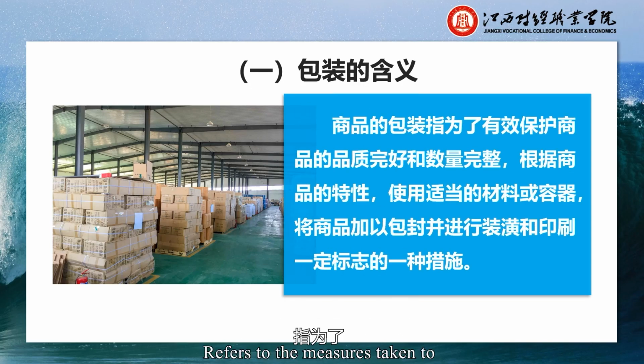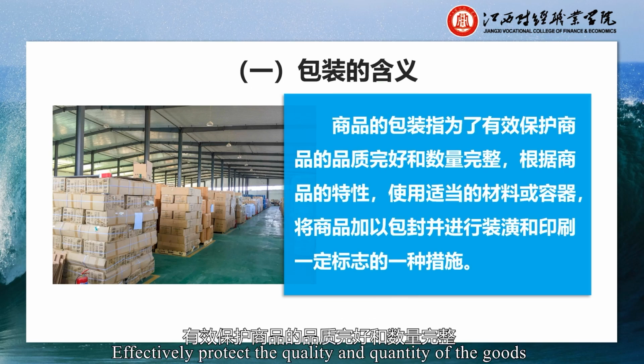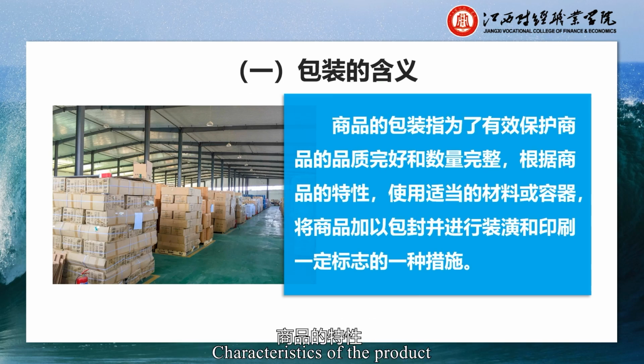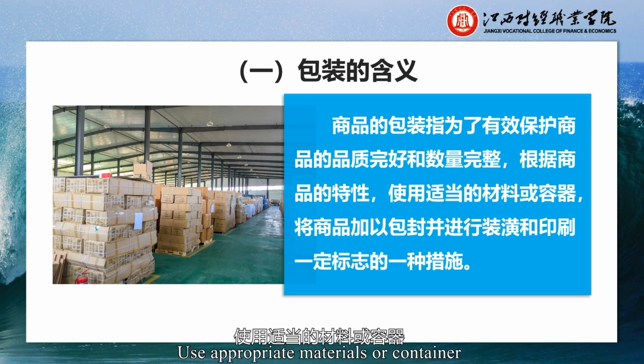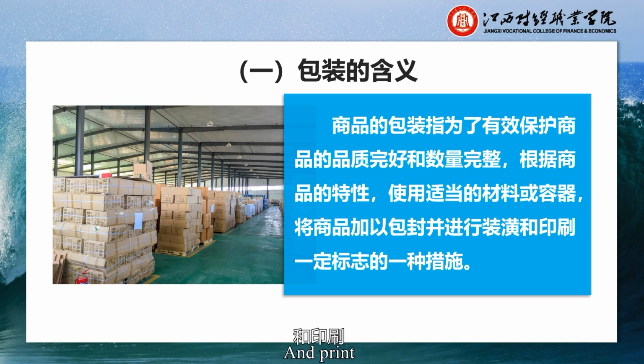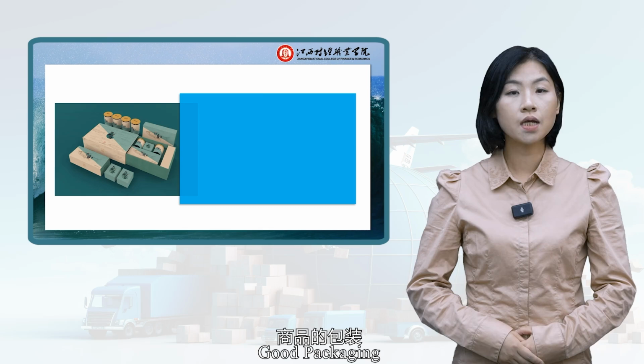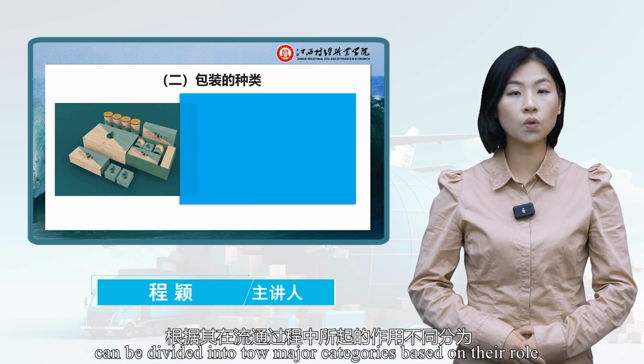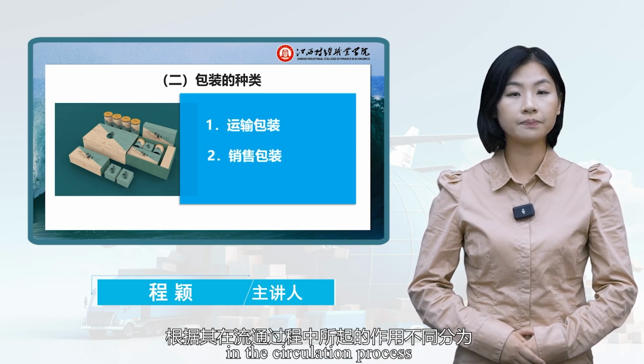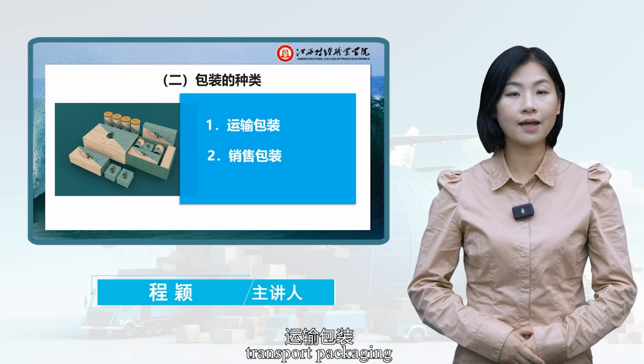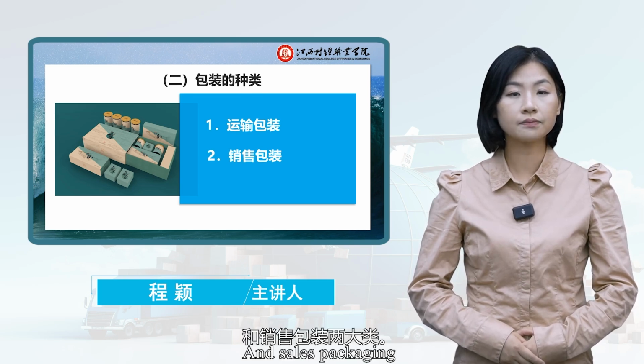Packaging of goods refers to the measures taken to effectively protect the quality and quantity of the goods. According to the characteristics of the product, use appropriate materials or containers to encapsulate the product and carry out decoration and print certain marks. Good packaging can be divided into two major categories based on their role in the circulation process: transport packaging and sales packaging.